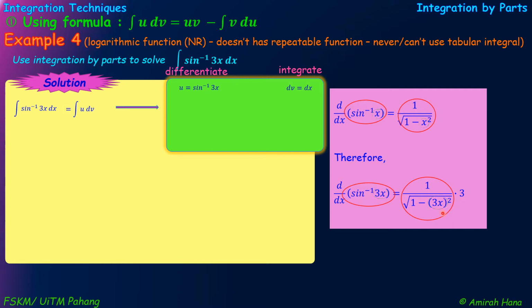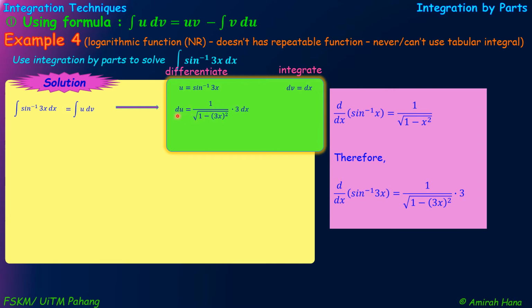And after that, we need to differentiate 3x, and the answer equals 3. The operation sign here must be multiplication. If we have the derivative of inverse sine x, we need to multiply by 1, but it doesn't change the original function. That's why we don't need to write times 1 for the derivative of inverse sine x. So now we have the derivative of inverse sine 3x equals 1 over square root of 1 minus (3x) squared times 3.